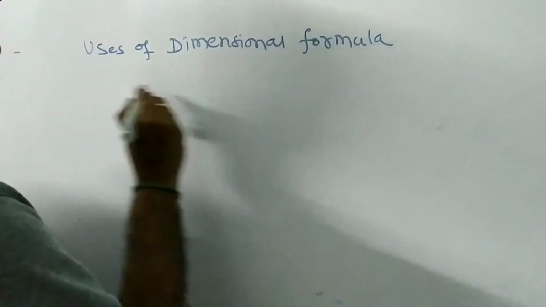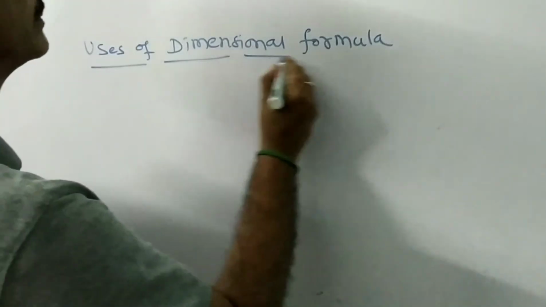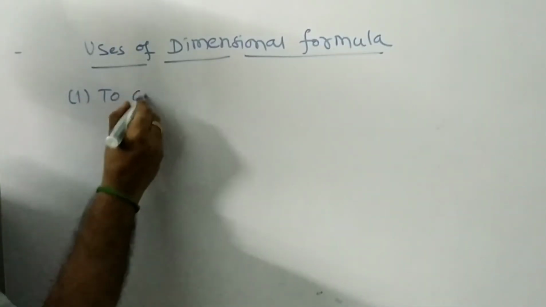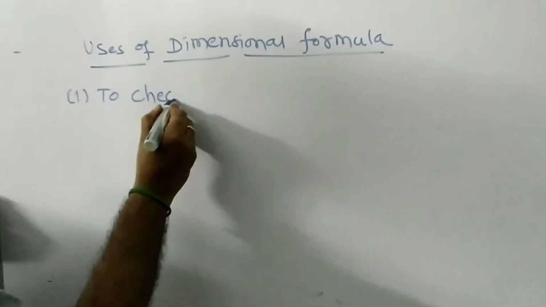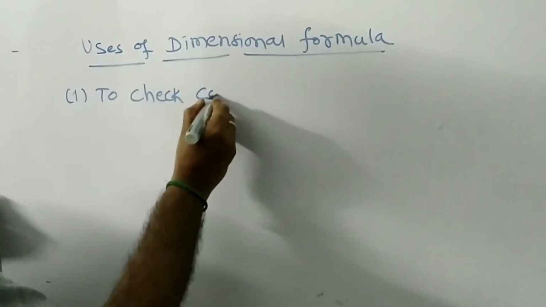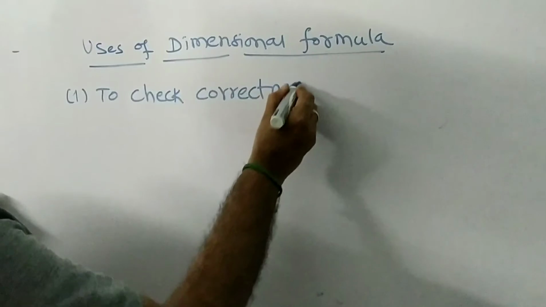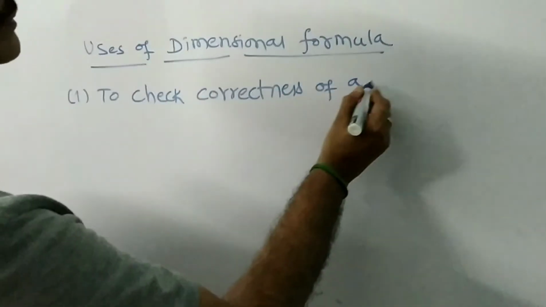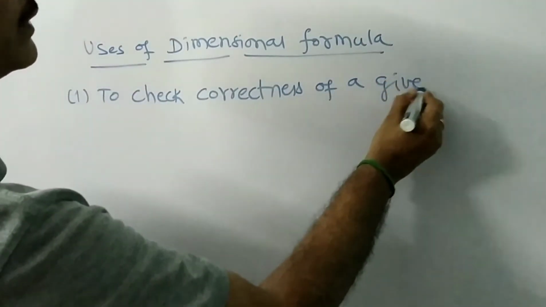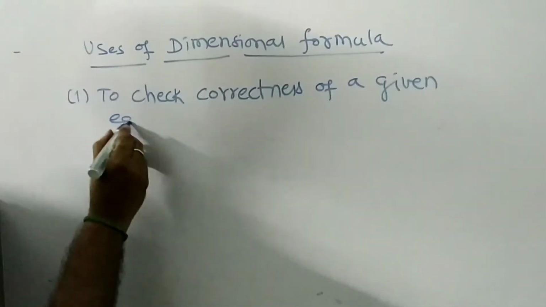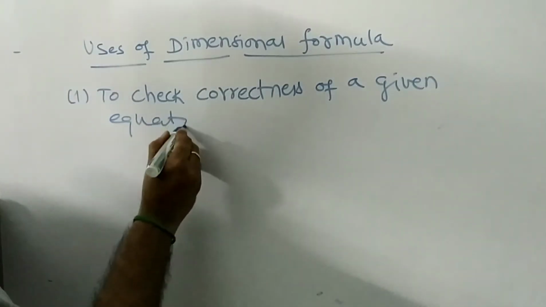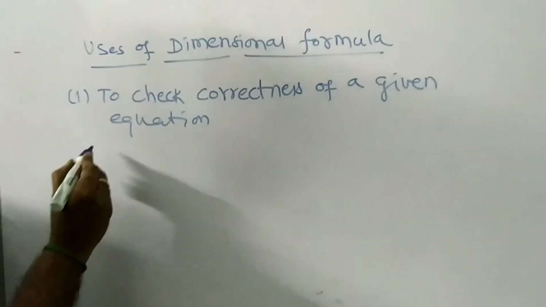So the first use is to check the correctness of a given equation, whether the equation is correct or not. We use the dimensional formulas to check the correctness. One example we can take.